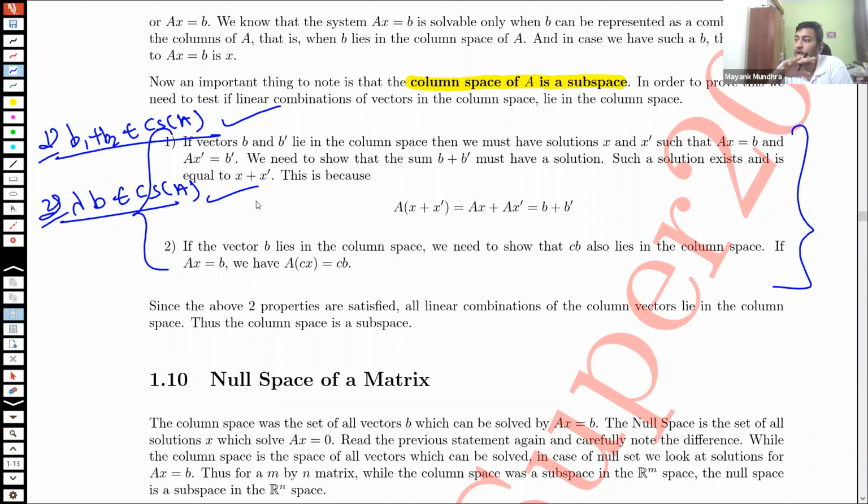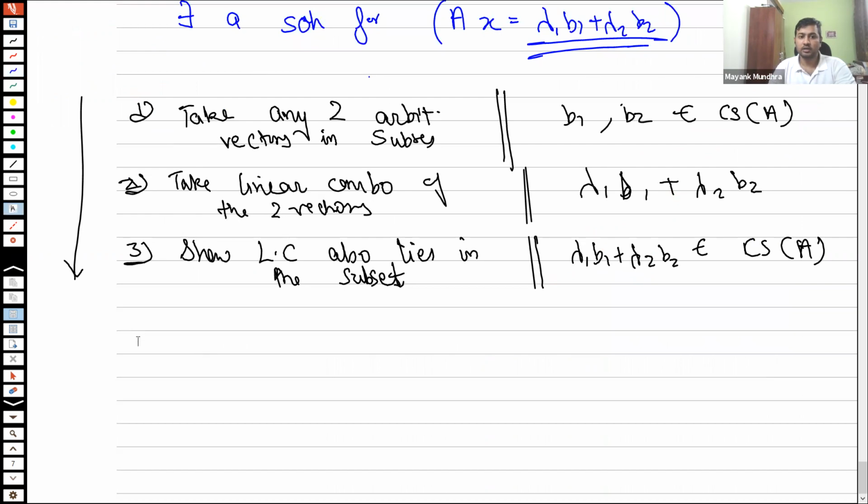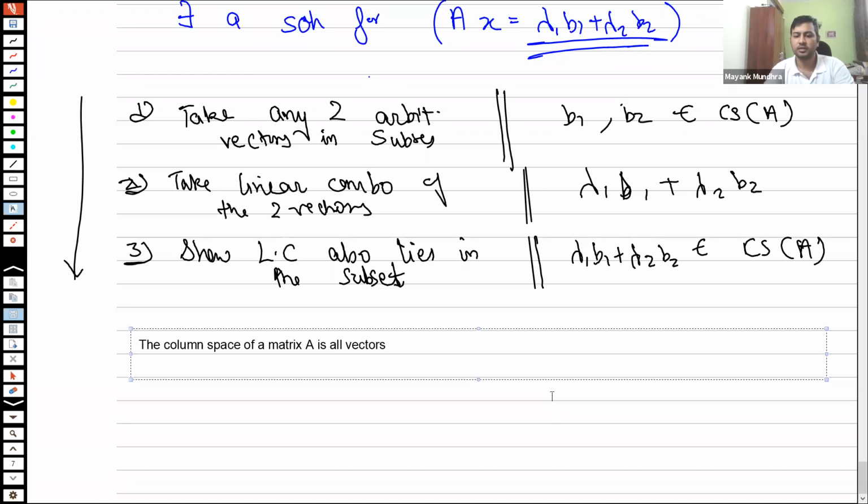All right. So remember, the column space of a matrix A is all vectors b such that Ax equals b has at least one solution. Let me write it down for you very clearly. The column space of a matrix A is all vectors b such that Ax equals b has at least one solution. It is a collection of b vectors.